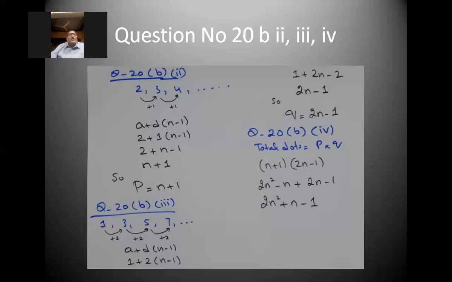The B fourth part, he says, find the total dots. Total dots you can find out by number of rows multiplied with the number of dots in each row. So it means P multiply Q. The P value you have in terms of N, N plus 1, and the Q value you have, that is 2N minus 1. You multiply them, and the final answer will be 2N squared plus N minus 1. So you just simply multiply these two brackets with each other, and I hope you can do that. So the answer will be 2n squared minus n plus 2n minus 1, that is 2n squared plus n minus 1.